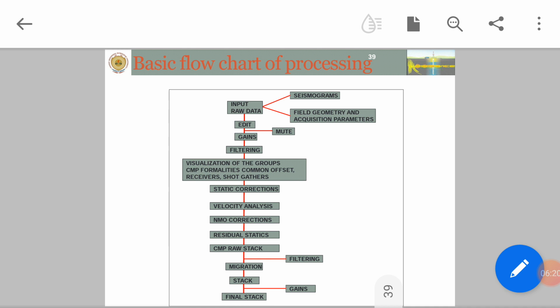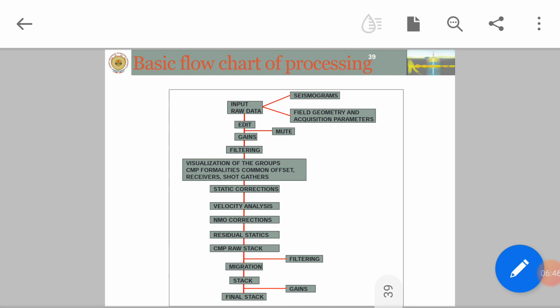As energy moves from the source to the farthest offset, the energy gets decayed. We also need to apply filters because not all the data may be useful to us. So we have a low cut filter, a high cut filter, and a band pass filter. Visualization of the groups of CMP can be in common offset, common receiver, or shot gathers.